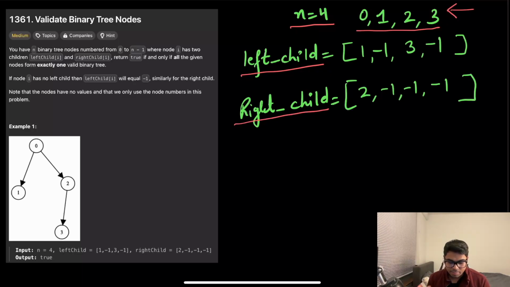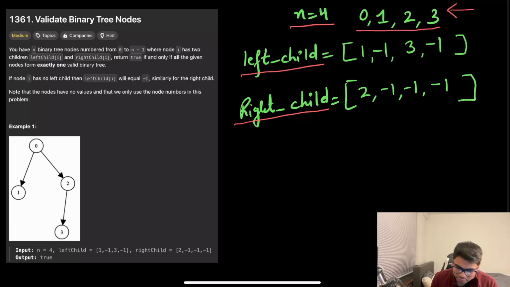There might be a case where it creates a loop, and by loop I mean a cycle. We don't want that, because trees are not supposed to have cycles. So we will have to maintain a visit set and find out if we are visiting some node again, and that will be a case where we return false.